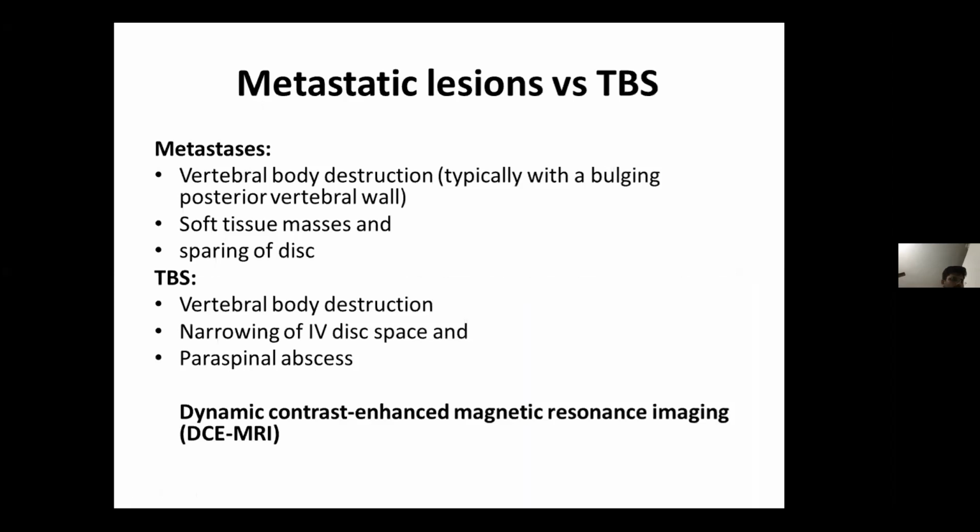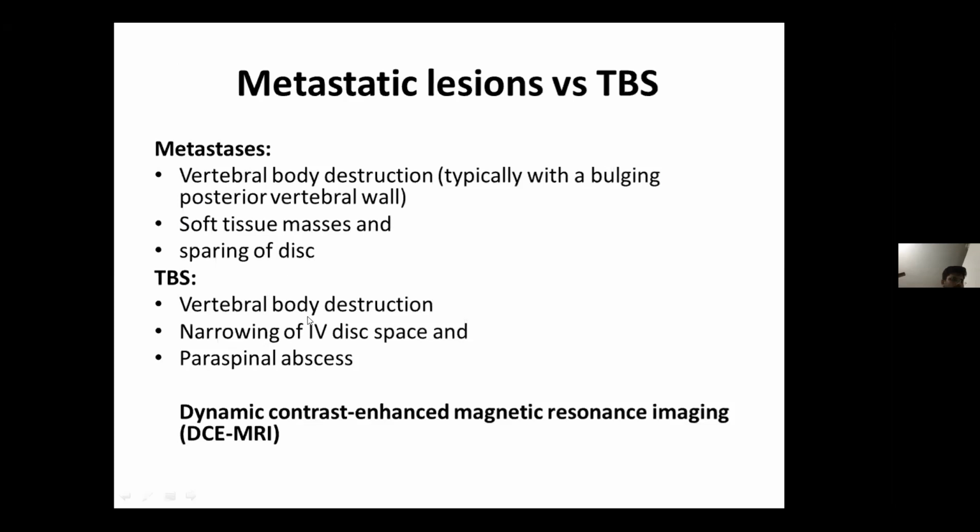Again, MRI has a good value in differentiating metastatic lesions from tubercular spondylodiscitis. In metastasis, there is vertebral body destruction, and the typical pathognomonic feature that we all discuss is a bulging posterior vertebral wall. It's characteristic in metastatic lesions. And there are soft tissue mass lesions, and there is obviously sparing of the disc. It's not going to involve the disc in metastasis.